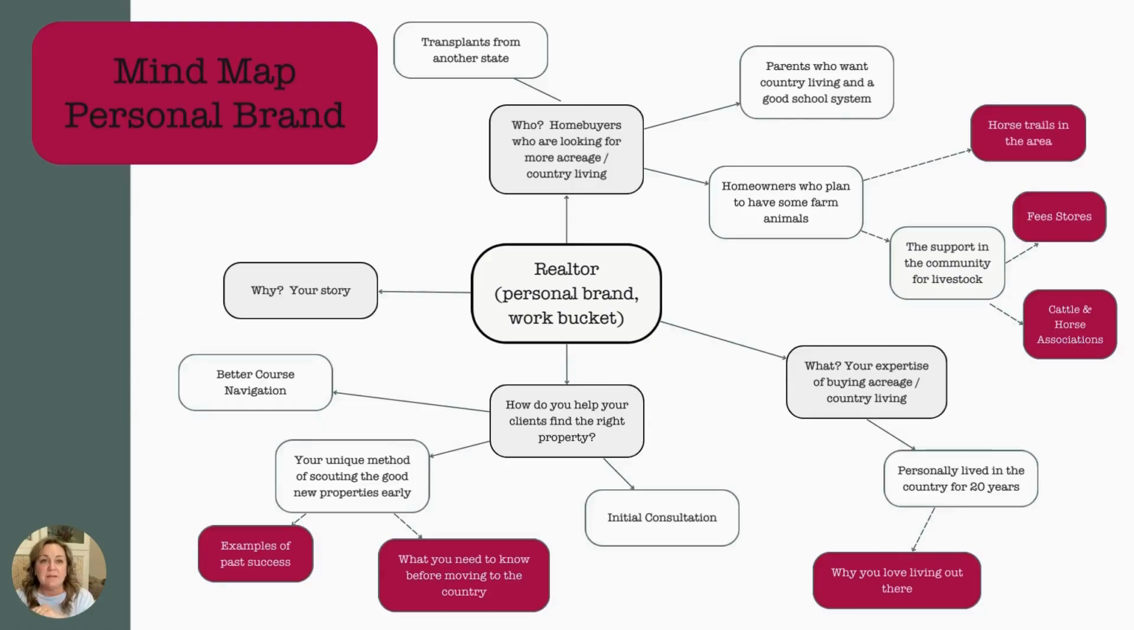But this is the mind map for a personal brand. I've taken a realtor, she's a personal brand, and I've taken her work bucket. So remember, this is about 20% of her content. It's what she does and who she does it for, her differentiators. So let me just show you how this example plays out.